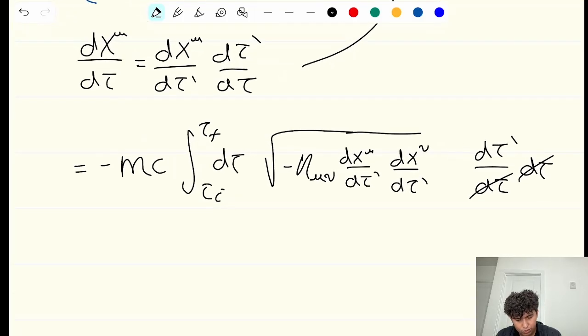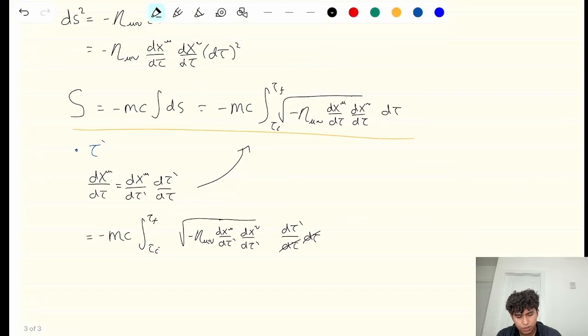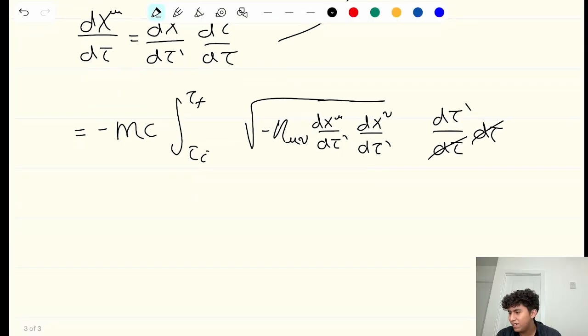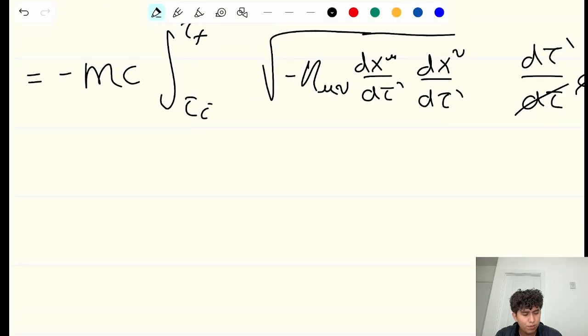Wait, I wrote this twice, I think. Okay, that should be okay. In the notes I wrote an extra d tau, so check that, and I'm going to correct it and send the notes back later.